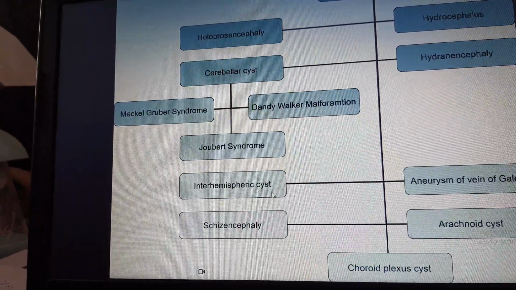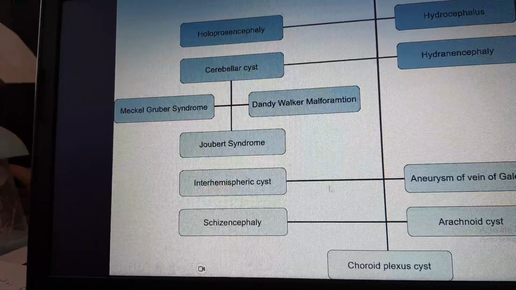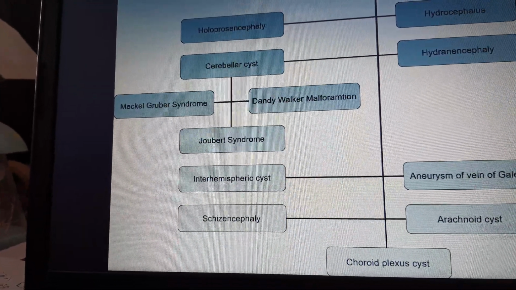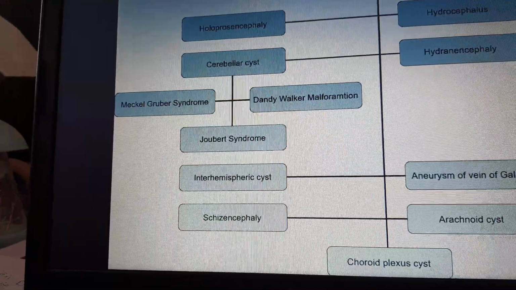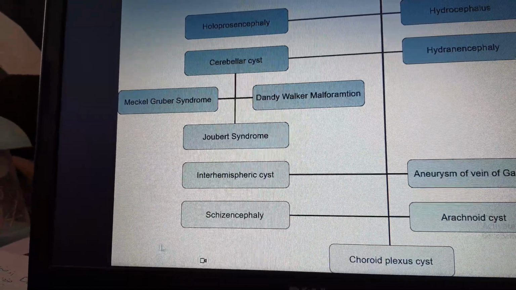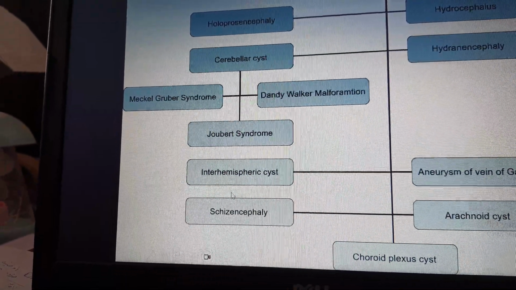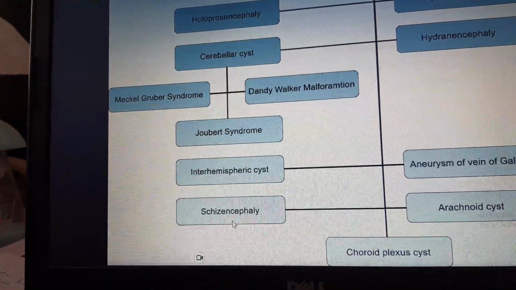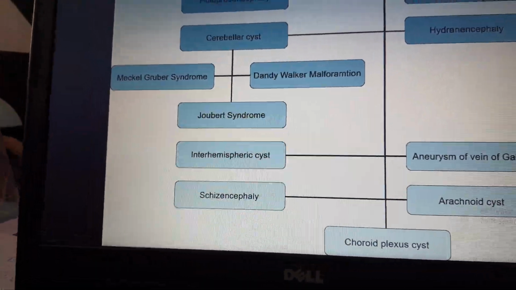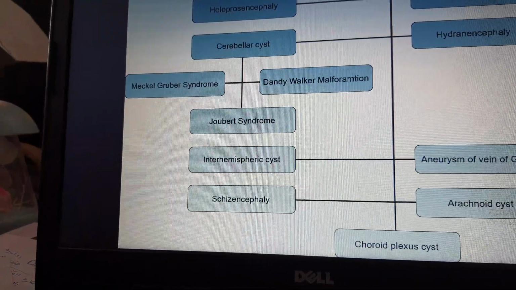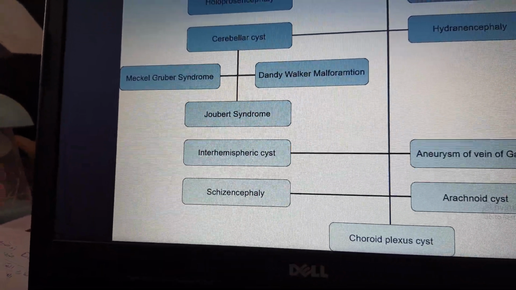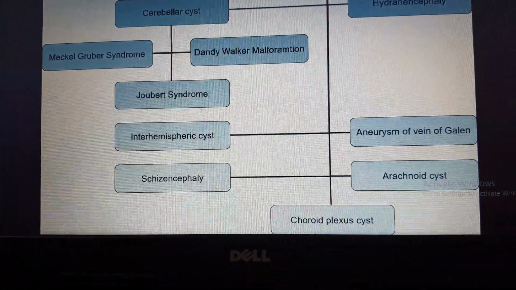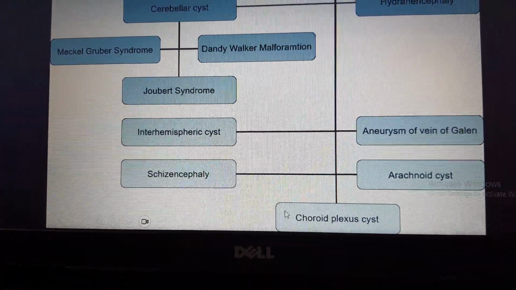Interhemispheric cyst. So all these are at the midline, at the falx cerebri. Schizencephaly, or porencephaly, is completely different from all the other entities. I call it a brain bite. As for myself, I'm considering it as something biting, a brain bite, which is not respecting the midline. I always say that it's not respecting the midline. Choroid plexus cyst, of course, is at the choroid plexus.